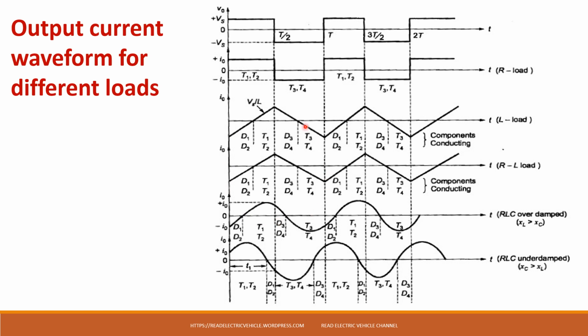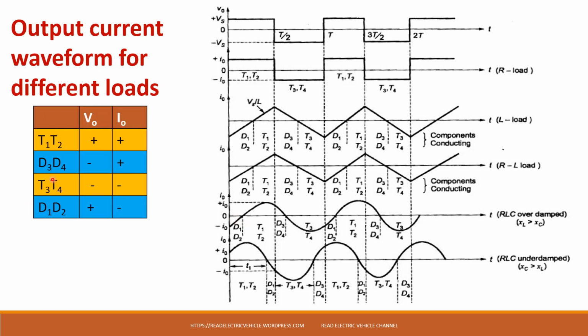See, in all these three cases, this sequence remains the same. In the RLC underdamped circuit, T1 and T2 will conduct first because current is leading the voltage. See, 0 of the current is here, whereas voltage 0 is here. So in these three cases, current will be lagging the voltage. And this table remains the same in all the cases, and you can find that the output voltage doesn't change with respect to load in a voltage source inverter.